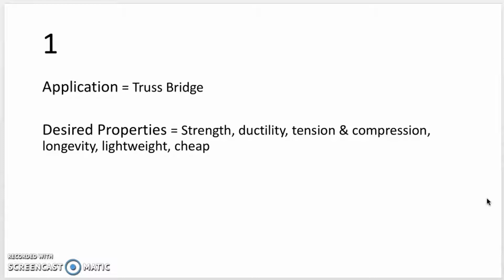So step one, we have to pick our application. We're going to be building our truss bridge, and our desired properties there would be strength for sure, but also ductility. In a truss bridge, your members have to endure both tension and compression. We also want to think about longevity of the bridge. We don't want our material to degrade quickly. We prefer it to be lightweight, and as always when you're building something, you have to consider cost.